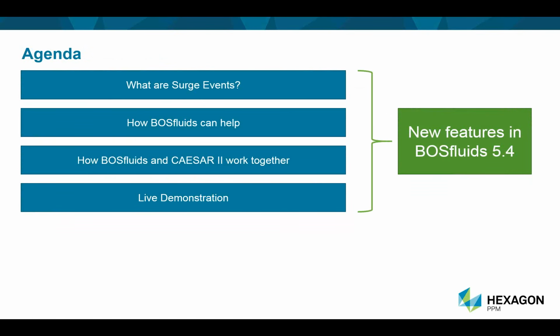So what we'll cover is a summary of the surge events and a little bit of theory and why we need the software to avoid the consequences of various types of surge events. We'll then give a brief description of how BOSfluids itself works and how it can help. And that will be followed by a couple of slides which illustrate the workflow and how the two softwares integrate with respect to geometry and data, in addition to what kind of data needs to be added to the respective fluid and mechanical analysis programs. That will be an overview.